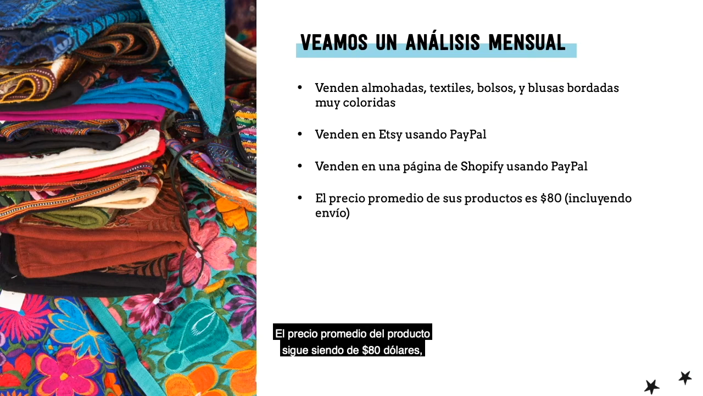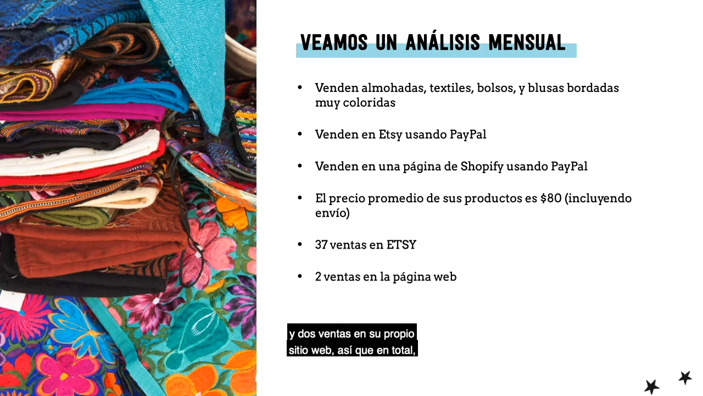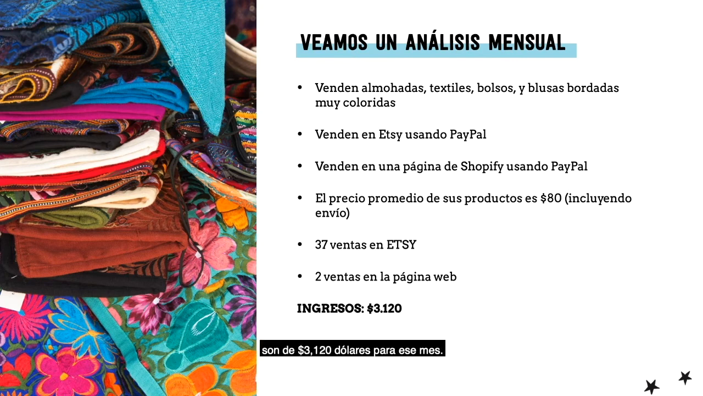The average product price is still $80 including shipping. And in this given month, this handmade business has made 37 sales on Etsy and 2 sales on their own website. So in total, this business has made 39 sales at an average price of $80, which means that the revenue for this business is $3,120 for that month.